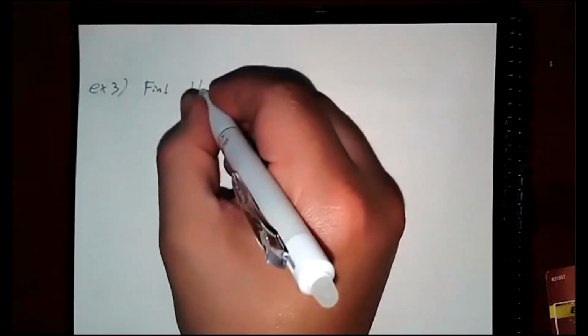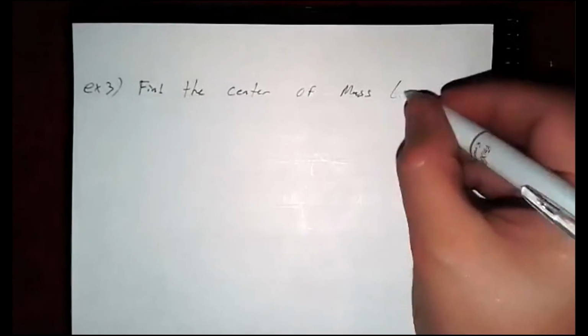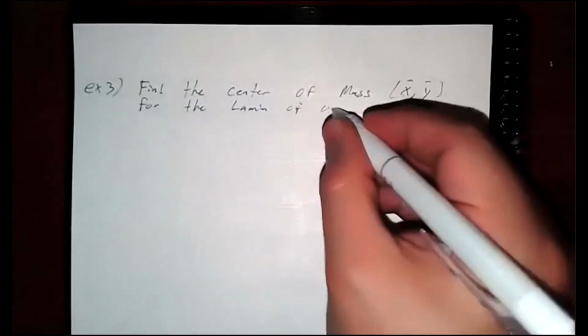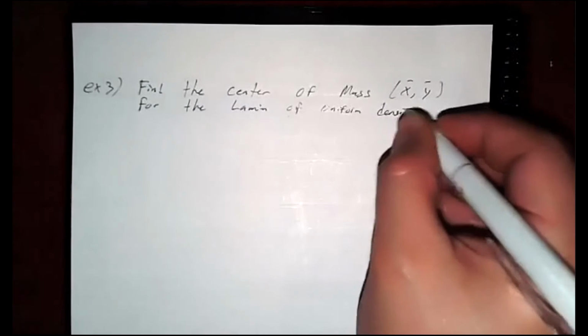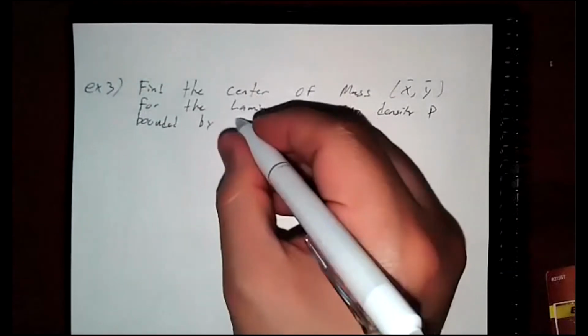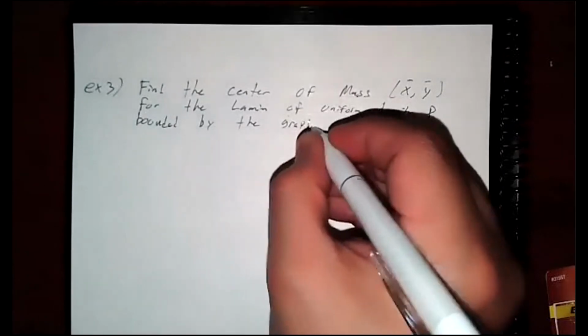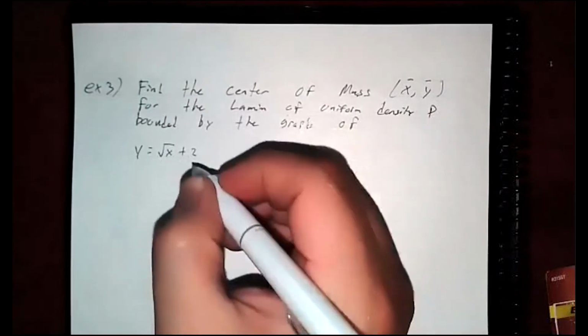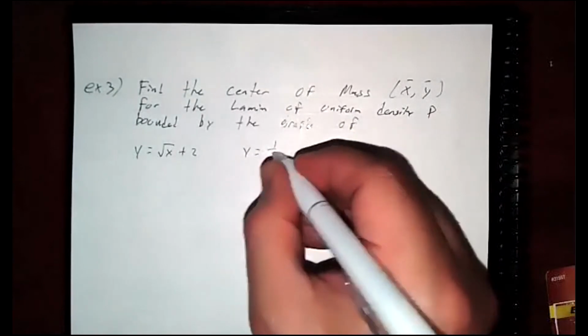Example 3. Find the center of mass, meaning x bar, y bar, right, for the lamina of uniform density P bounded by the graphs of y equal to square root of x plus 2 and y equal to 1/5 x plus 2.